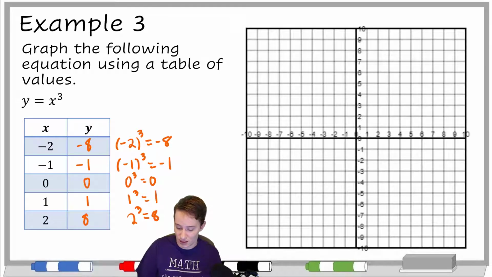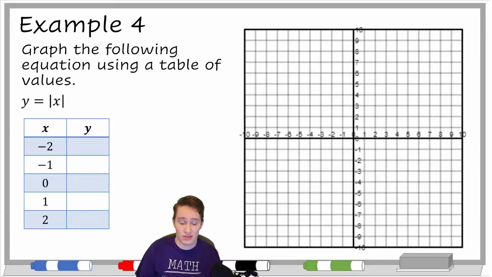So -2, -8 is down here. -1, -1 is right here. 0, 0, 1, 1, and 2, 8. And again, we could use straight lines. Like if you're just really unsure, by all means connect them with straight lines, because I think this is something you kind of have to get the hang of visualizing. But ideally, we would connect it with a kind of a smooth curve. This is called a cubic graph because it's x cubed. And that's something that you'll see more in Algebra 2 and later on. So that's pretty exciting.